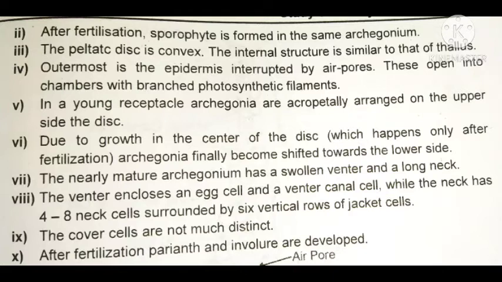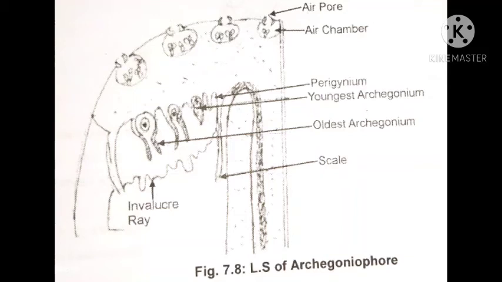The internal structure is similar to that of the thallus, and at the lower surface of this peltate disc, the archegonia are present in a hanging manner. The older archegonia are towards the periphery, and the younger archegonia are towards the center.